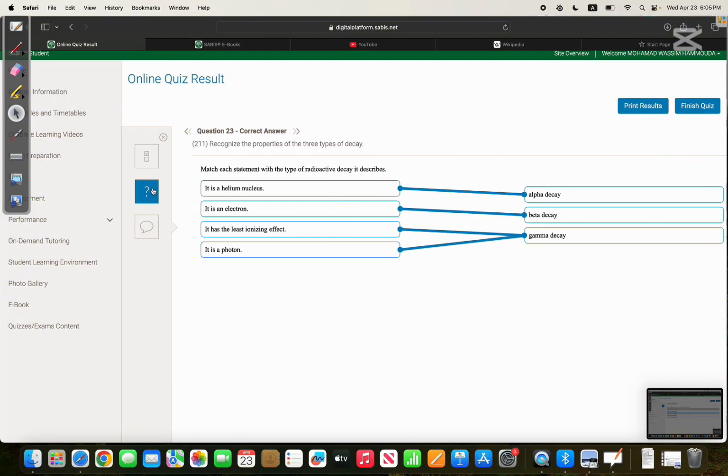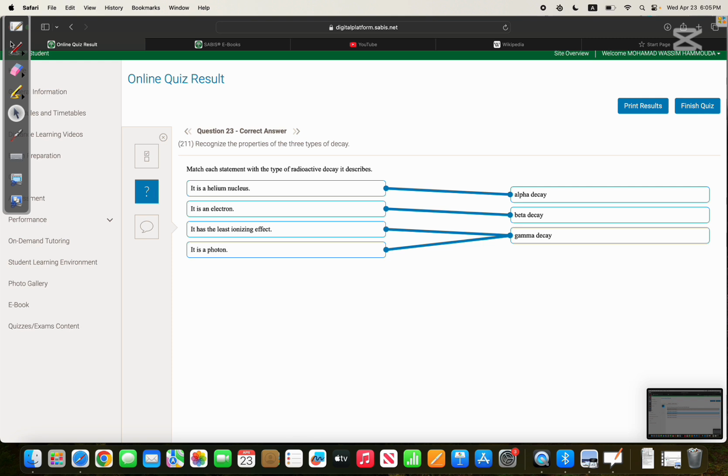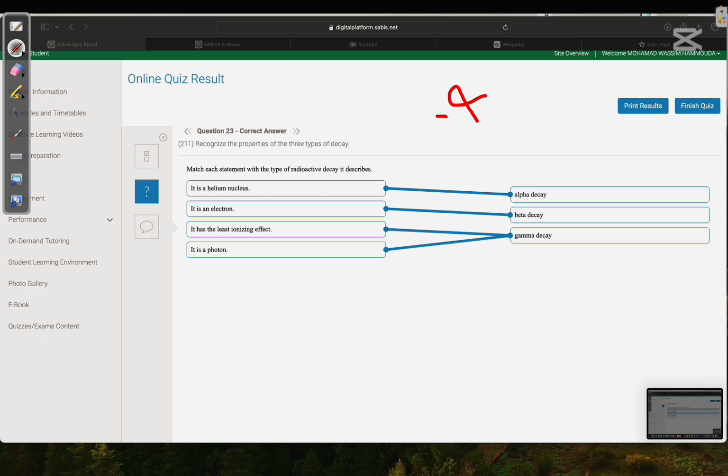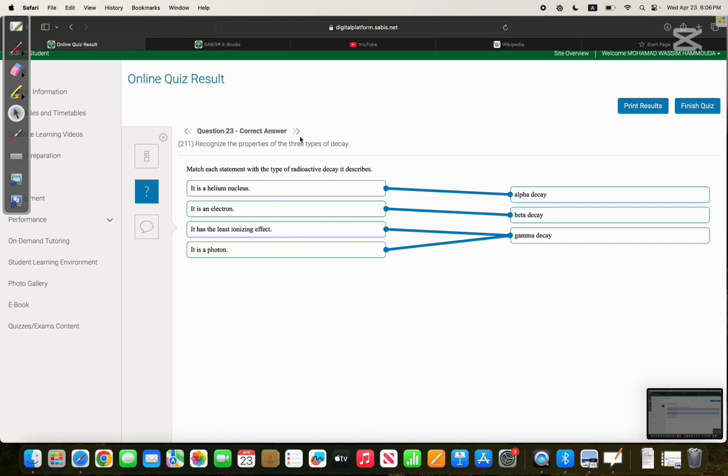Number 23. Okay. Now this is basically describing the different types of decay. Alpha decay: alpha is a helium nucleus. We already discussed this. With a mass number of 4 and an atomic number of 2. And beta is an electron, as I said before. Beta is negatively charged. And gamma decay is a photon, as I said again. And then the least ionizing effect is gamma with 10 pairs of ions per centimeter of air.